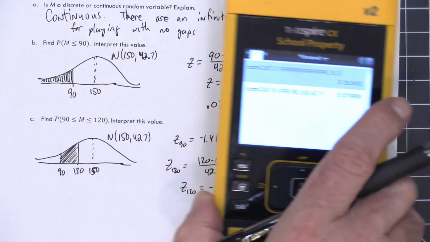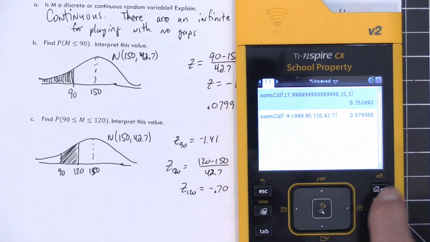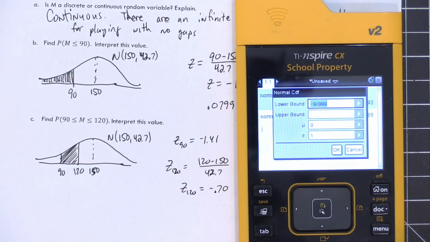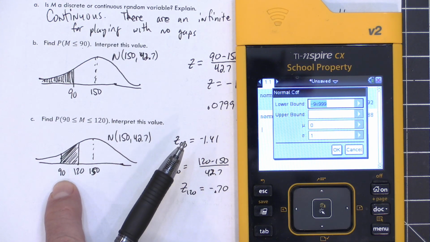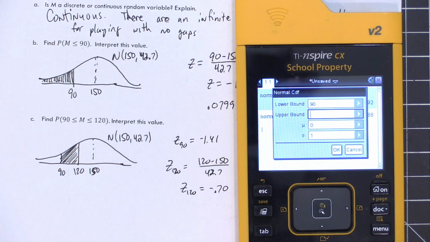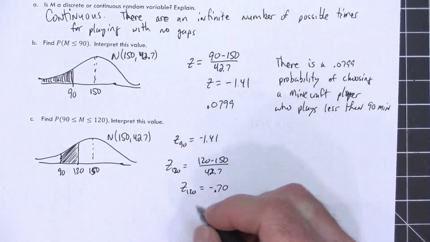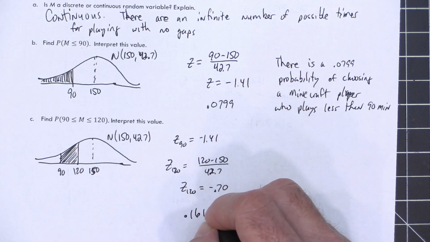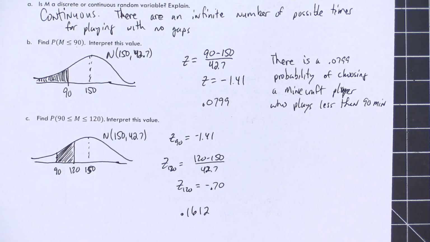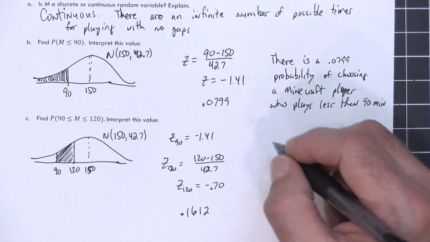So now I'm going to go back to my calculator here. Okay, so here's my calculator. I'm going to go menu, get to my normal CDF. Now, I have a lower boundary of 90, so I got to put 90 in there. Upper boundary is 120. Mean is 150. Standard deviation is 42.7. Okay, so now I have a lower and an upper boundary shaded. So then I put it in, and that gives me about 0.1612. If I round it, you can leave 0.1611, it doesn't matter. They're not going to care. That rounding doesn't matter. And so now I just got to interpret it.